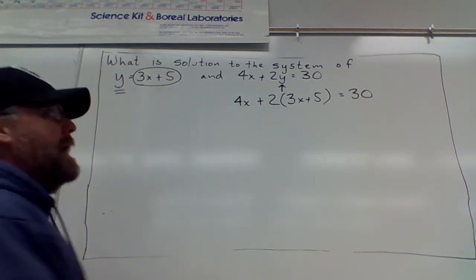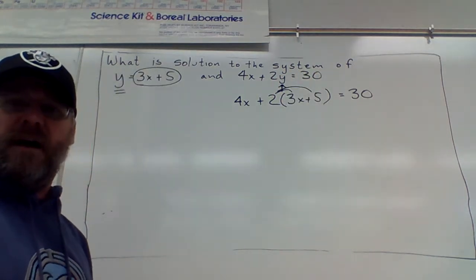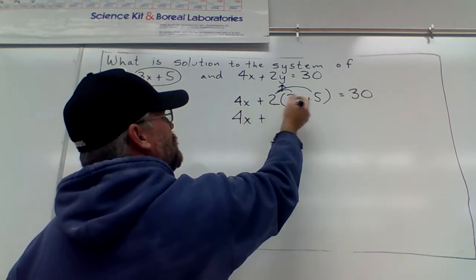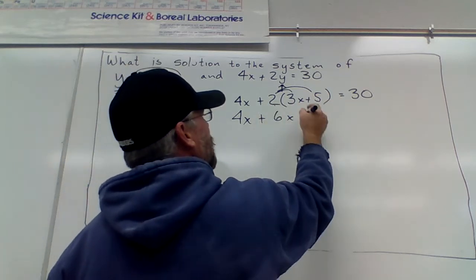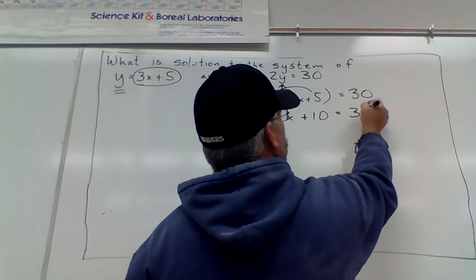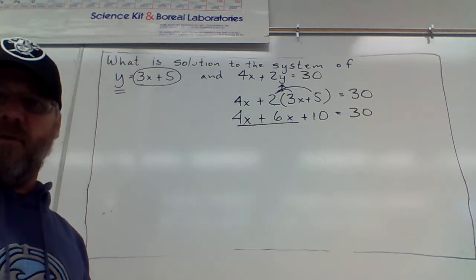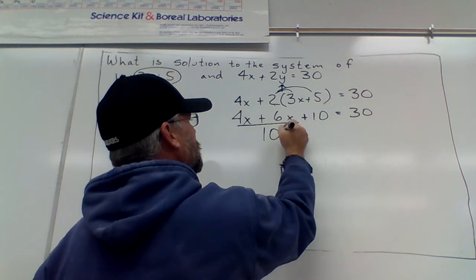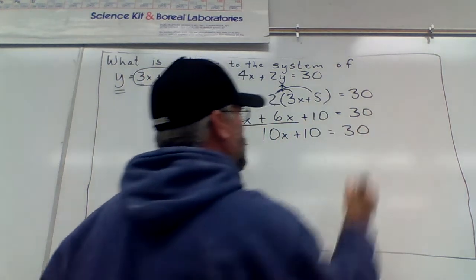Well, what I have to do now is distribute that 2 onto the 3x and the 5. So I get 4x plus 2 times 3x is 6x, and 2 times 5 is 10. That equals 30. Now I have to combine my like terms. I've got 4x and 6x, which is going to give me 10x. Still have the plus 10 equals 30.